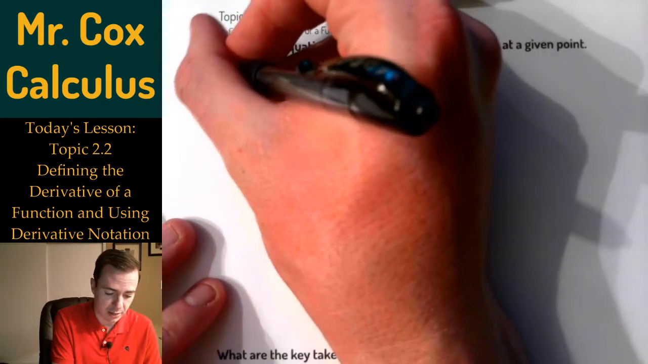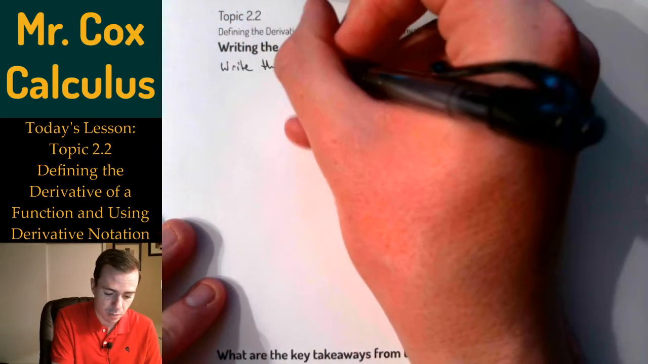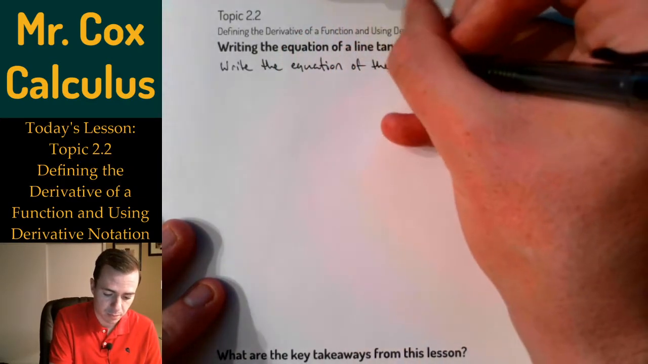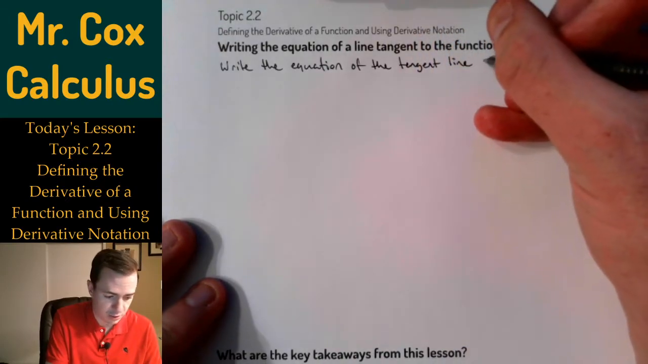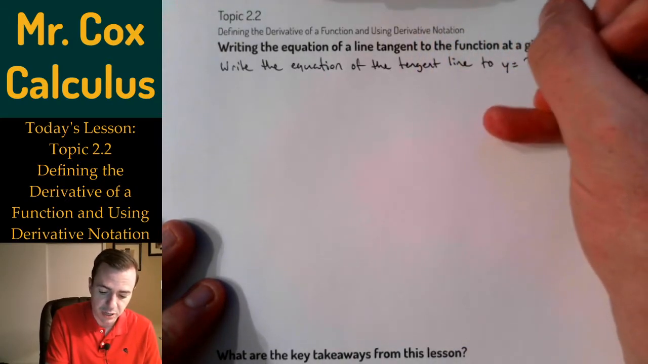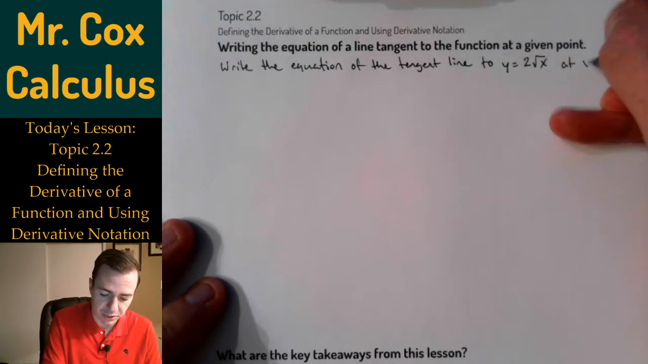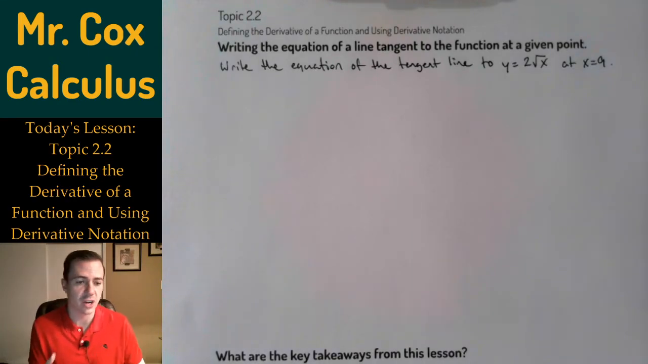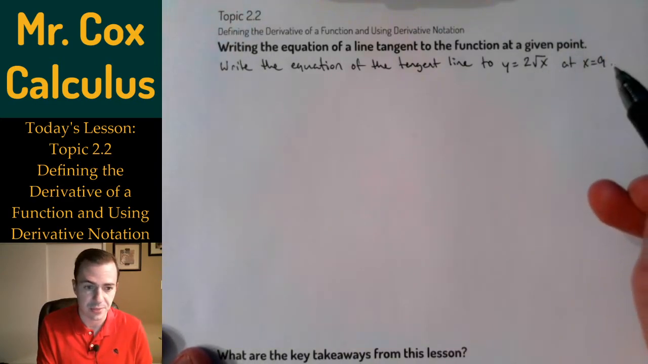So let's write the equation of the tangent line to the function y equals 2 square roots of x at x equals 9. So that's the objective here. We're given a function, we're given an x value. We want to write the equation of the tangent line to this function at this point.